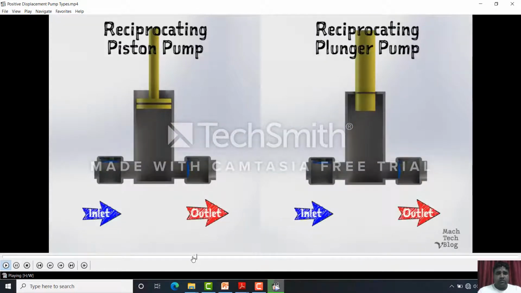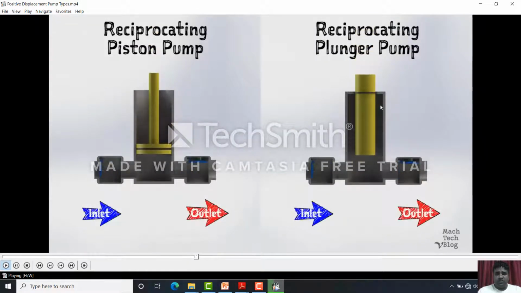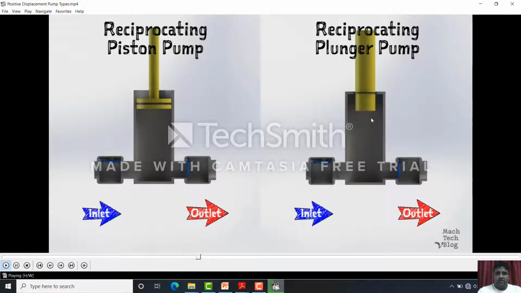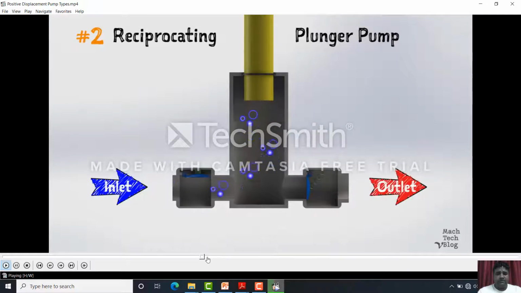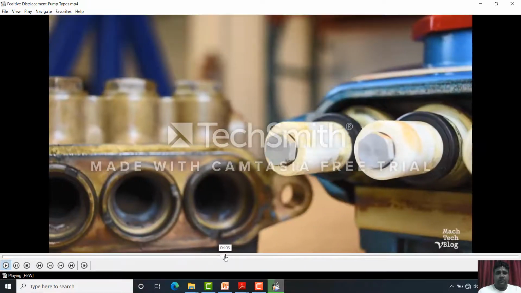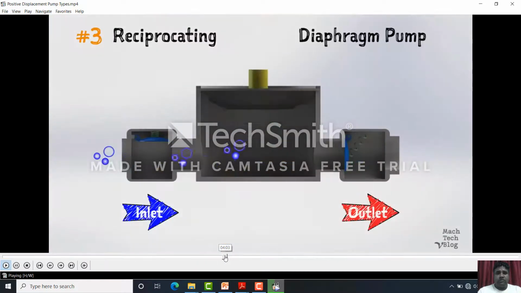So this is a piston pump, this is a plunger pump. So here simply a plunger is there. We are not using the piston. So this is the commercial example.